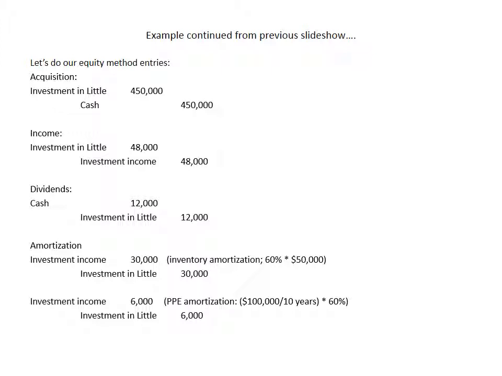Next, we have the amortization for the property, plant, and equipment differential. Again, it was a $100,000 differential with a 10-year life, so that's $10,000 per year, and again, we own 60% of that, so our share of the $10,000 is $6,000.